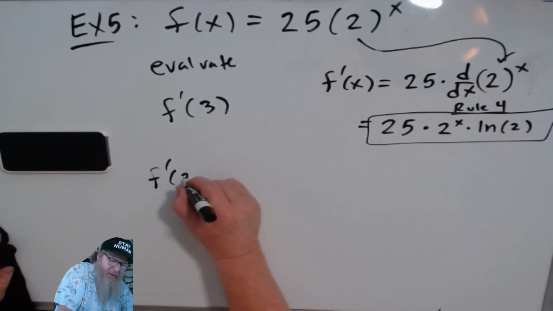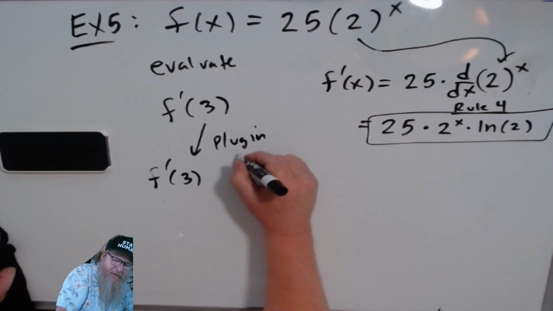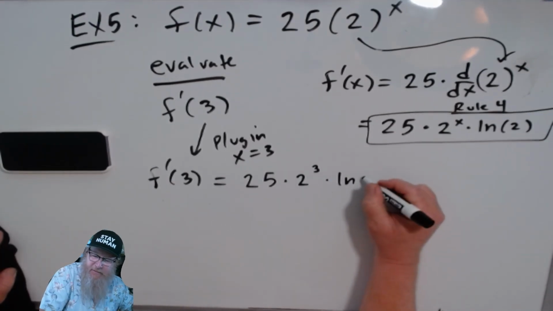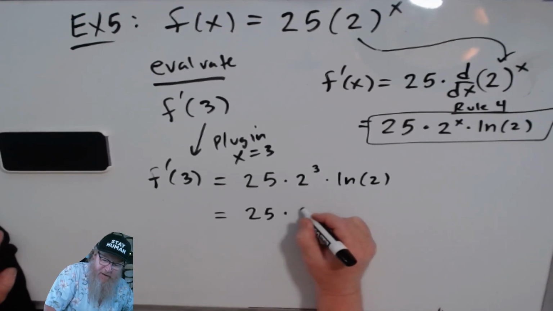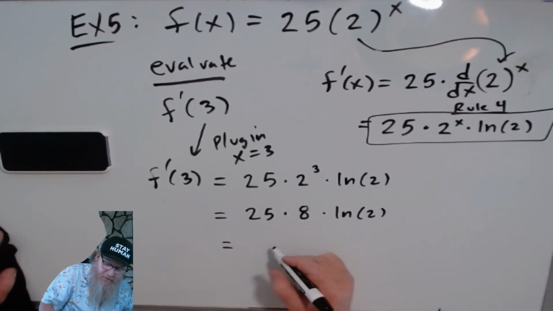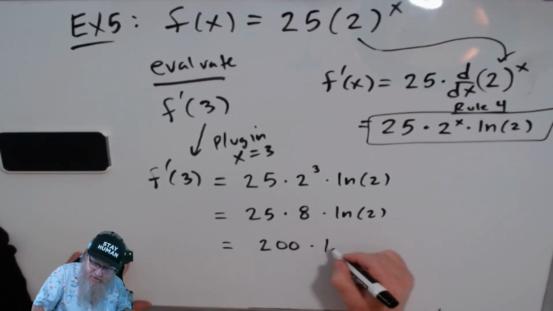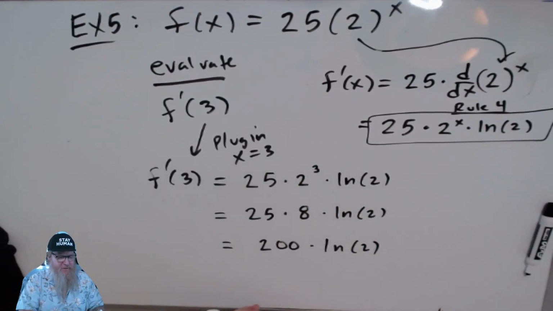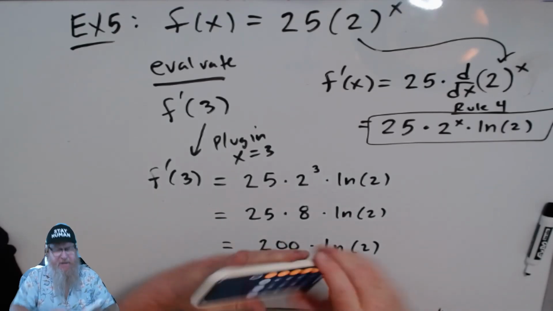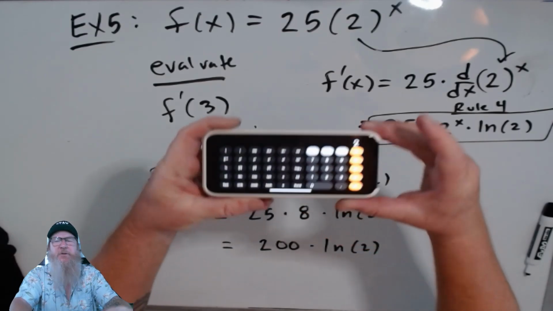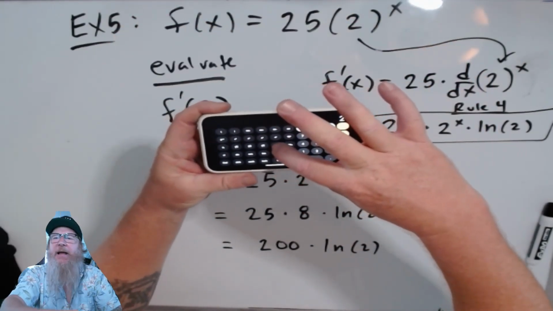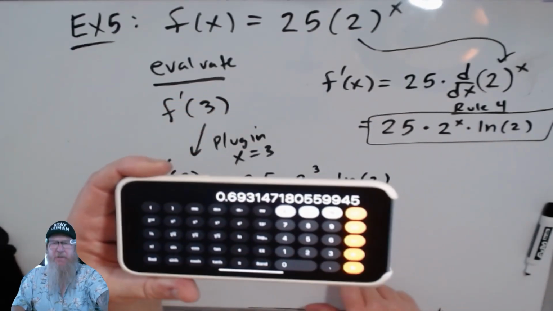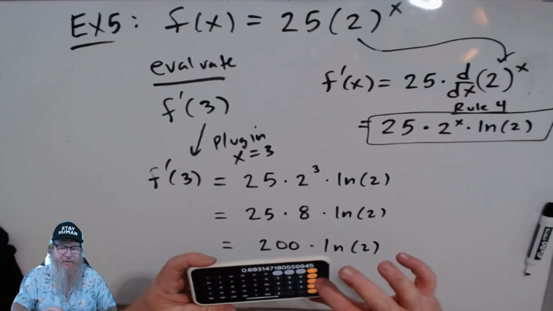And now to do f prime of 3, just plug in 3. That's what we mean by evaluating. And this is where you're going to need a calculator. It's going to be 25 times 8 times the ln of 2. 25 times 8, I believe, is 200. Do all your constants first. So now you're going to go, all right, ln of 2. So I put the 2 in there first, and then I hit the ln button. So that's the ln of 2. So do that, and then multiply it by your constant times 200.